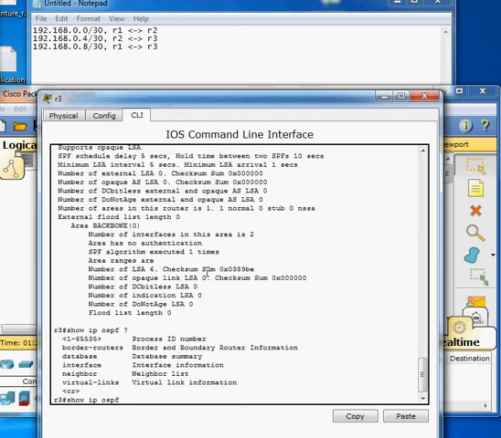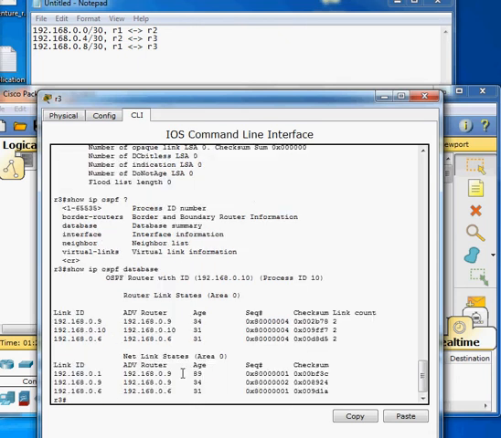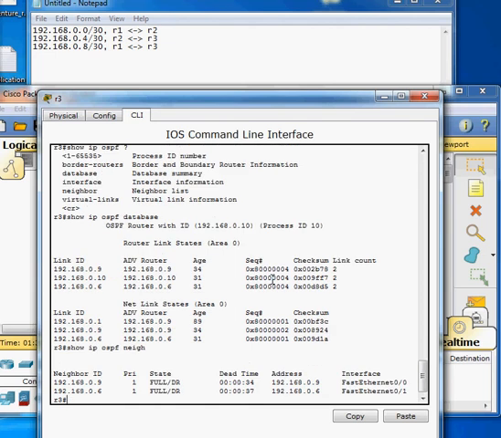And I have a number of commands I can do with show IP OSPF. I can see the database. So these are the different links that are in my database. And I can also see the neighbor. So these are the neighbors that I recognize, so router 1 and router 2.